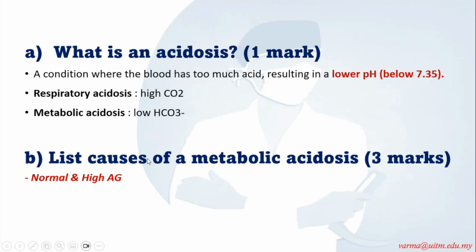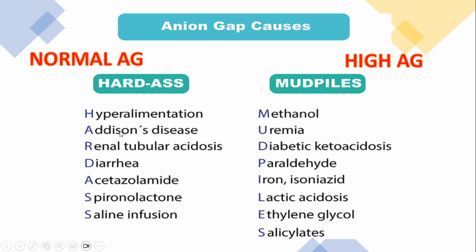List the causes of metabolic acidosis. I'm sure you all are very well versed with it. When you talk about metabolic acidosis, you cannot simply say the causes. You have to divide it into normal and high anion gap. I'm not going to go into the depth of it. There are multiple ways of remembering it. The famous one for high anion gap is MUDPILES. For normal anion gap, there are a few things like USED CARP, HARDASS, whatever. So remember one and stick to it so you can understand.